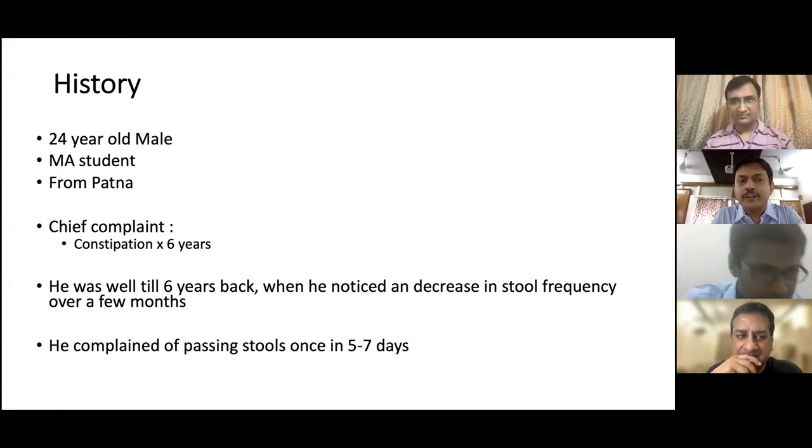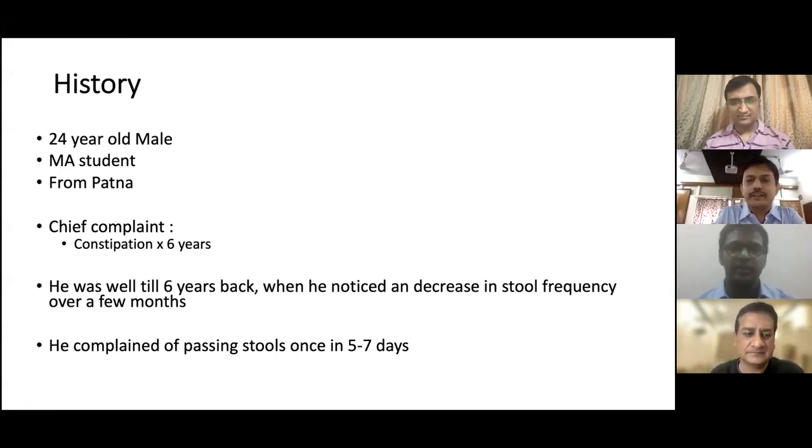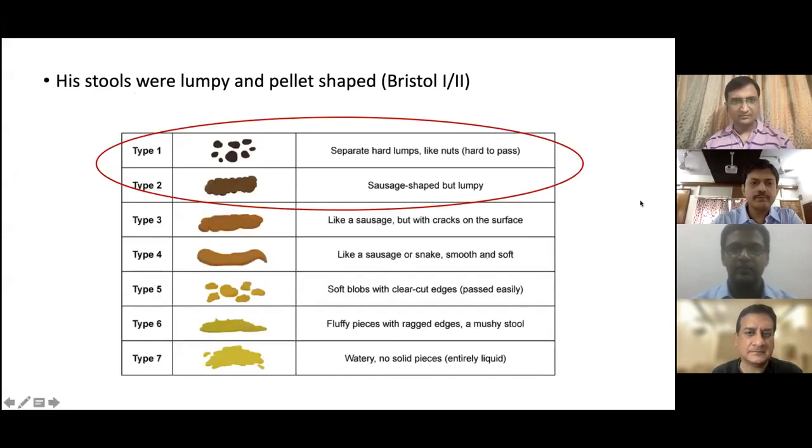Sorry. Presenting a 24-year-old male, an MA student from Patna, who complains of constipation for the last 6 years. He was well until 6 years back, when he noticed a decrease in the frequency of his stool over a period of a few months. He complained of passing stools only once in 5 to 7 days. His stools were lumpy and pellet shaped, corresponding to a Bristol stool form scale of 1 to 2.